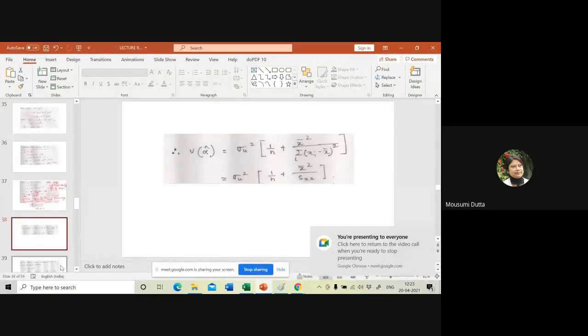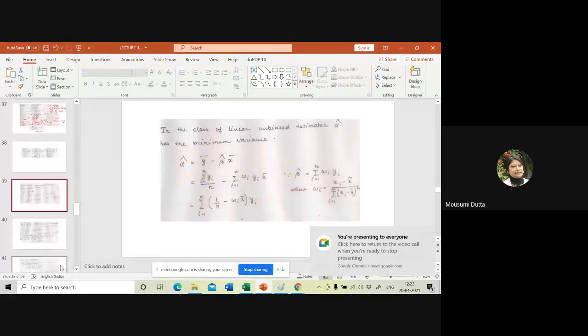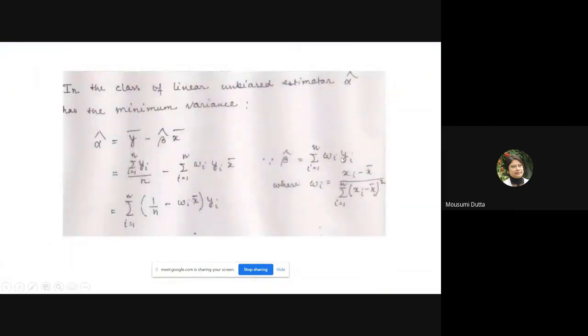So I hope the variance calculation is clear to all of you. So in the next step, the similar kind of thing what we did in case of beta hat OLS, we have to do. So in the class of linear unbiased estimators, we have to check whether alpha hat OLS has the minimum variance or not. So that thing we have to do. Okay, so let's start with the value of alpha hat.